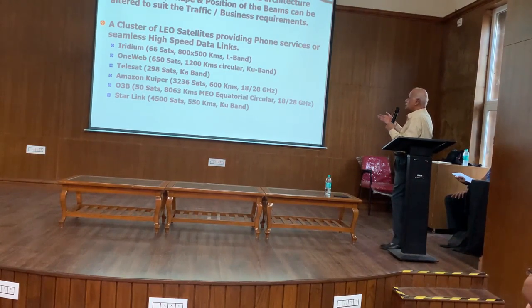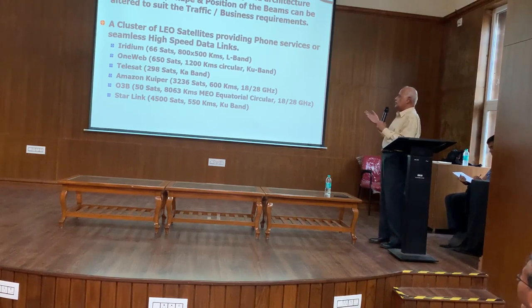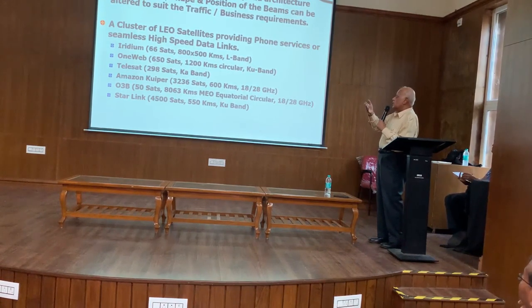There are various types of satellites like Iridium, OneWeb, Telesat, Amazon, O3B, Starlink, etc. Today we are quite familiar with OneWeb and Starlink, which is appearing more in news. But Iridium is already existing, and what is coming up is Amazon in a big way. O3B is coming in a very slow manner. Okay, next.